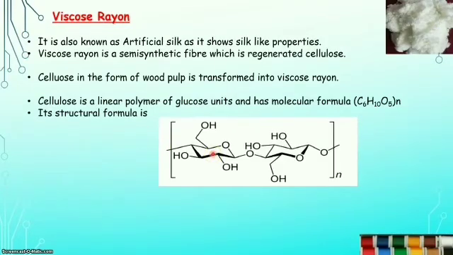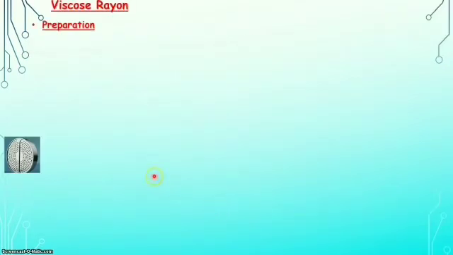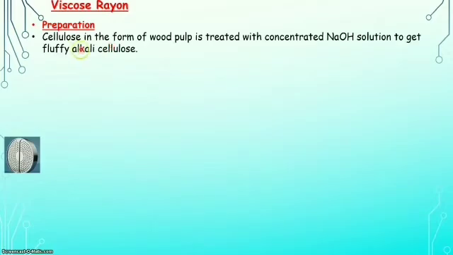This is the structural formula of cellulose. But while writing the formation of viscose rayon, we are using a modified representation of the molecular formula of cellulose, that is Cell-OH. Students, remember this part. We are using Cell-OH as a molecular formula of cellulose. So let us continue with the preparation or formation of viscose rayon.